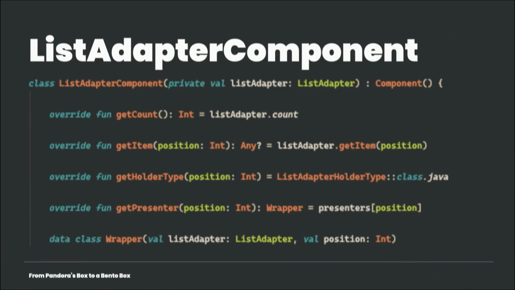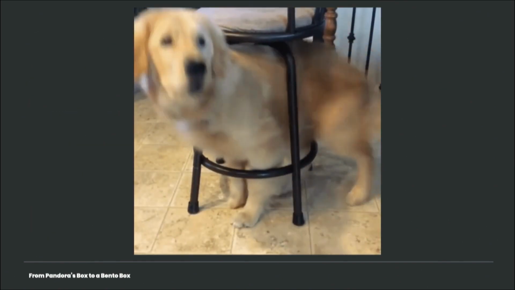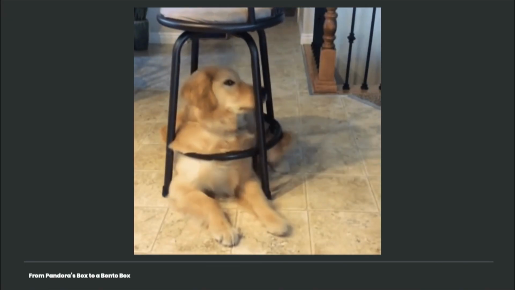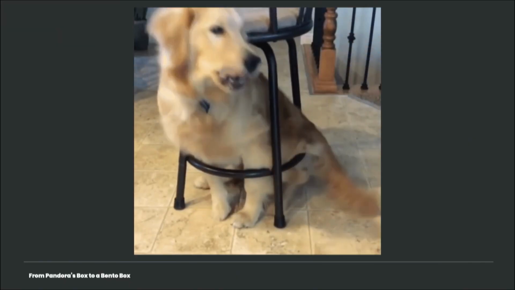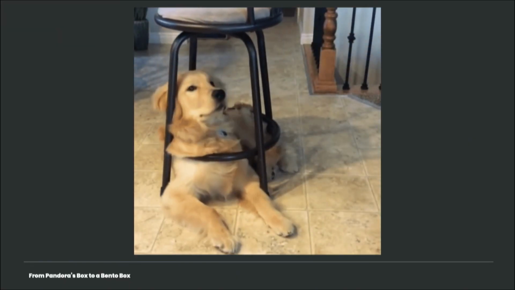So to recap, the getCount method will return the count from the adapter. The getItem method will return the item from the adapter. The holder type will also delegate to the adapter to inflate the view and bind the data. We don't have to do anything at all. And so now we have a Bento component that renders all the things our legacy list view would render, and we didn't have to do anything. So that's pretty good, and that was a lot of code. So I put a GIF of a dog here. I think it fits pretty well with this presentation.